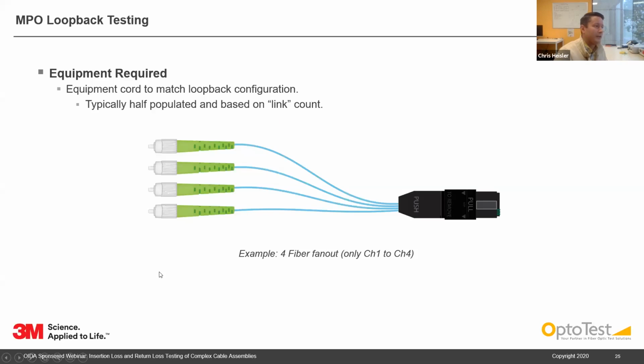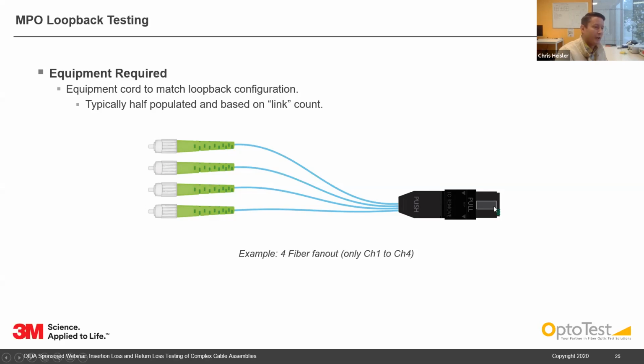So now looking at the equipment required, we do need an equipment cord, and this equipment cord should be the same channel count as the link count. So if we're testing a 4-fiber MPO fan out or MPO loopback, we're going to need a 4-fiber MPO fan out for our equipment cord.